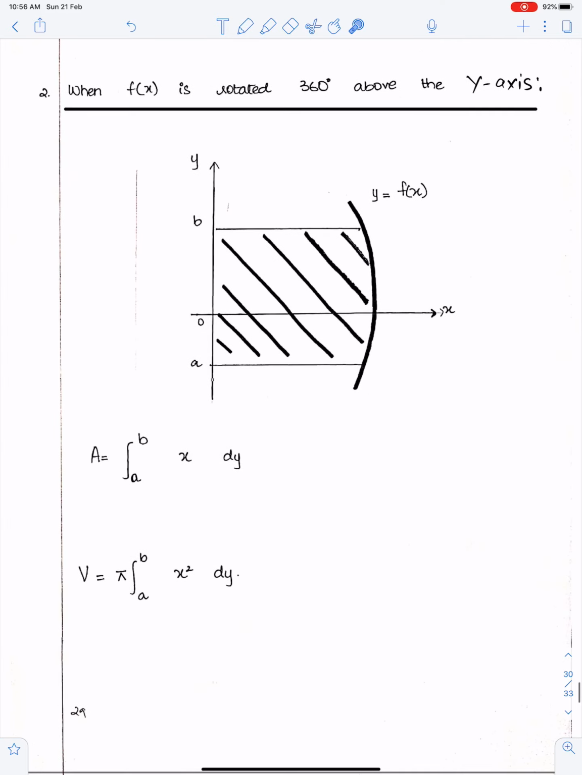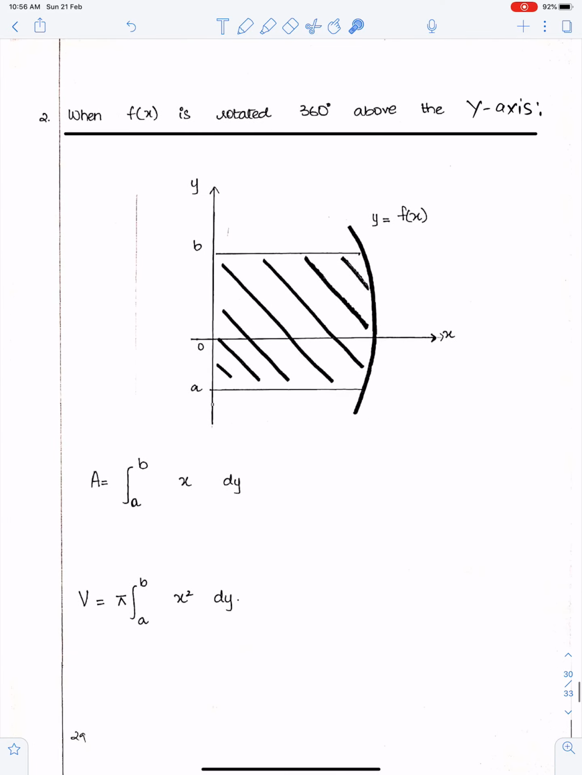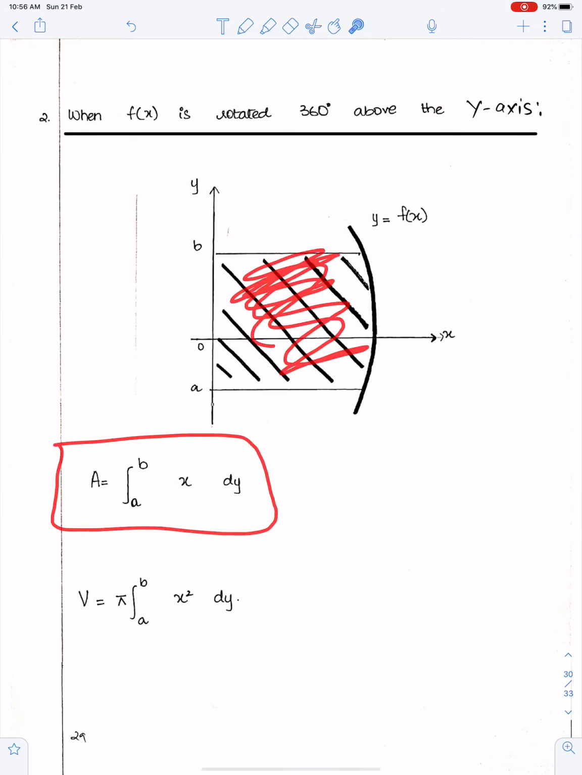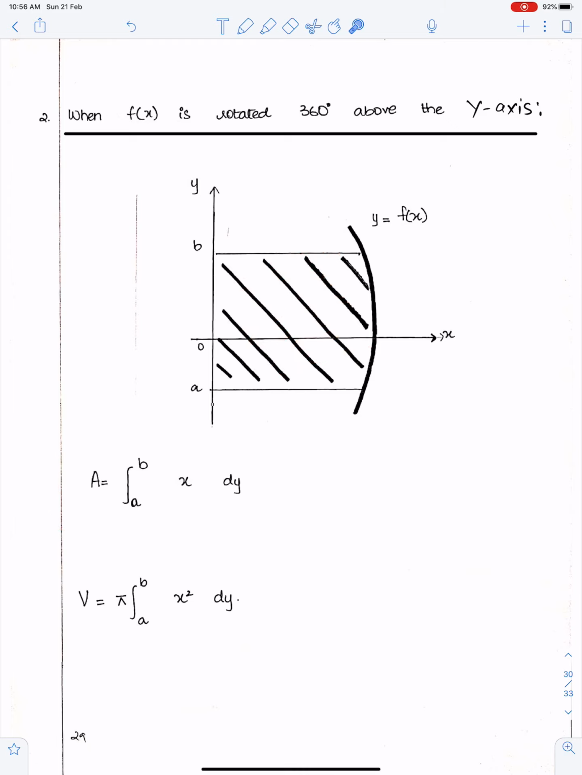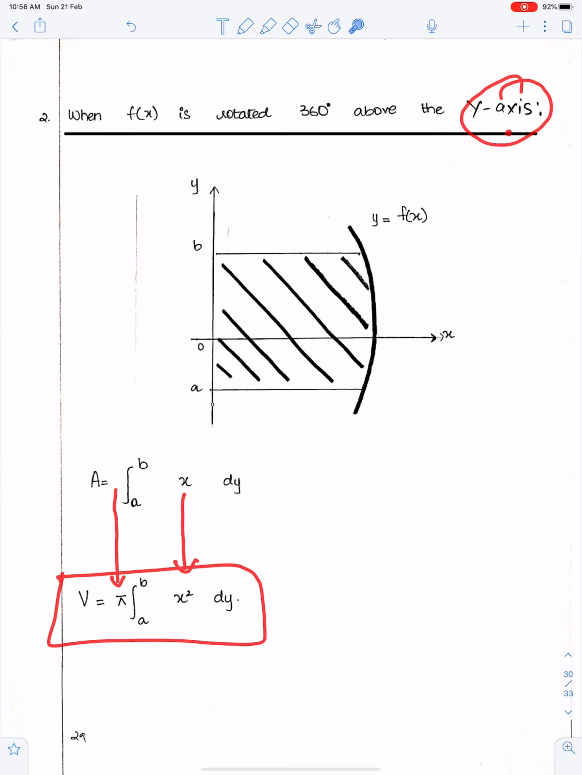When f of x is rotated 360 degrees or 2 pi radians about the y-axis, this is the area formula of this area. So if you want to learn the volume formula, it will be very simple. You just need to make a few changes in the area formula. You just need to write pi here, and this x will become x square. This is the volume formula when the curve is rotated either 360 degrees or 2 pi radians about the y-axis.